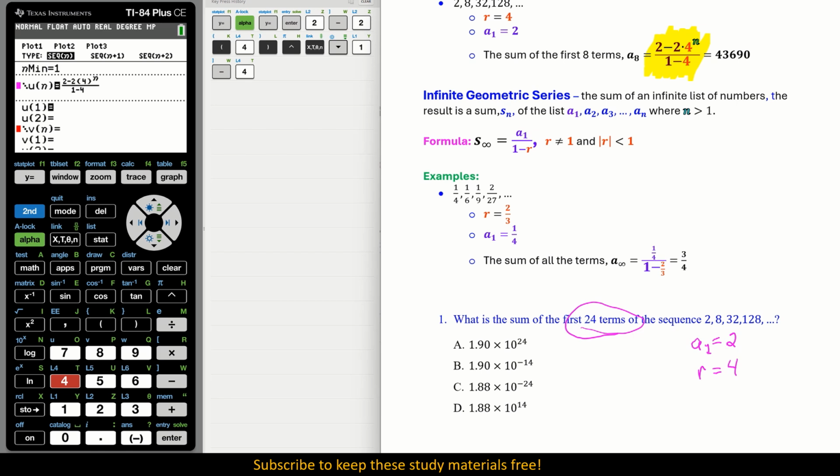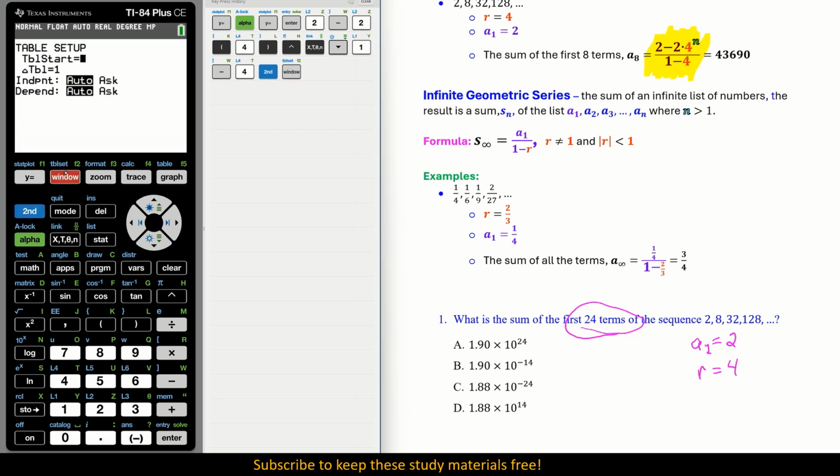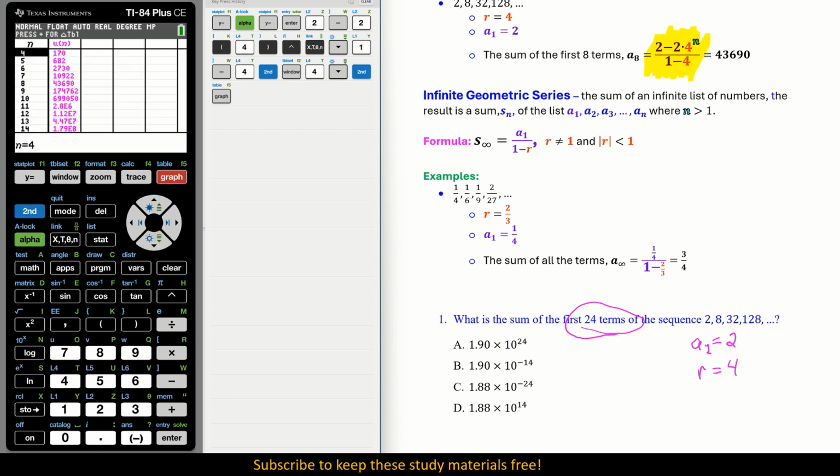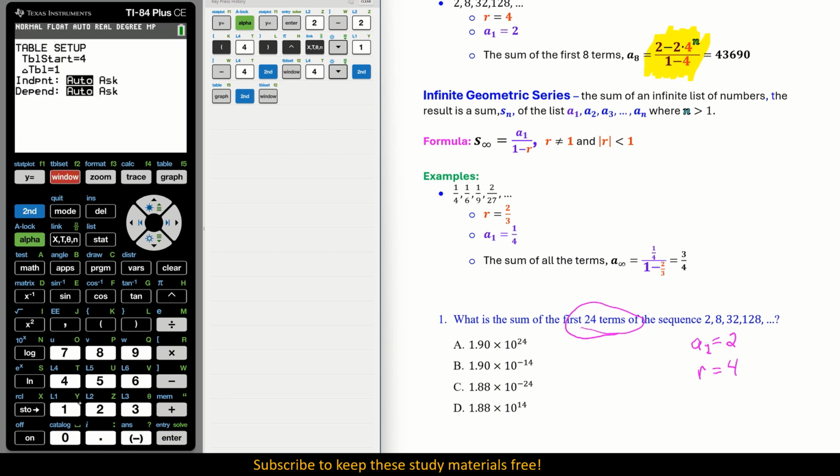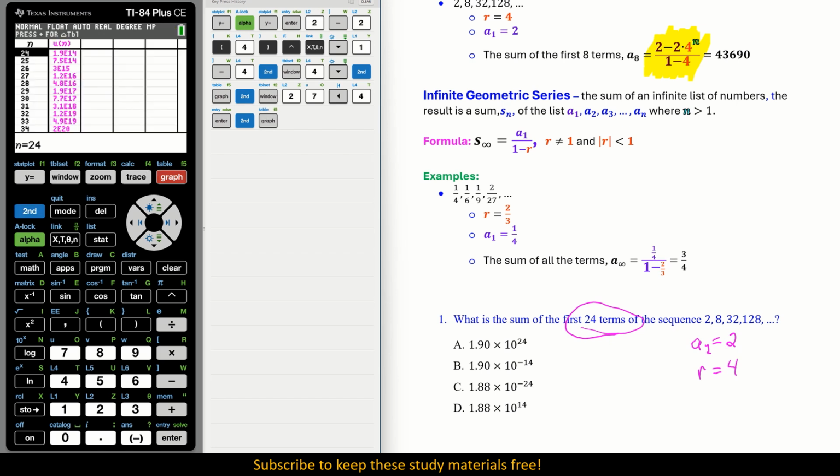We need to look at 24. So let's go to the window, second window, which gives us our table setup. I'm going to go ahead and put it at 4, and it's probably best to go by steps of 1. So second graph. And what do we want? Oh, 24, and I put 4. Well, let's go back and do it correctly then. 24. No, that's a 7. There we go. Finally, I'm going to push enter, give it a second, and then push second graph.